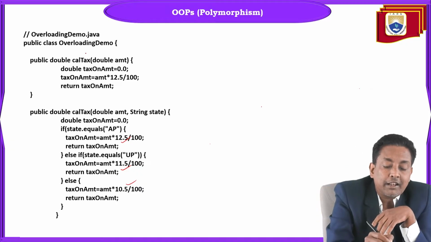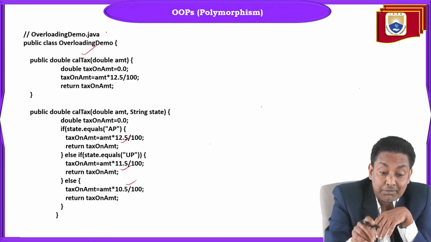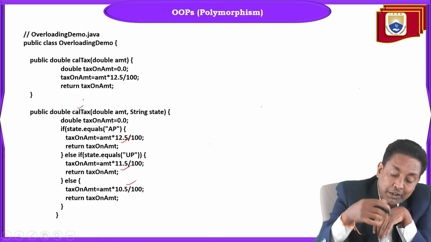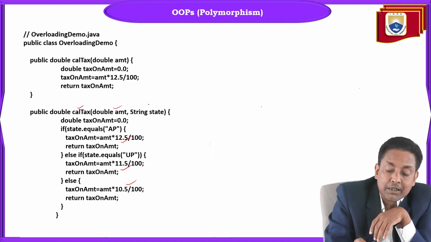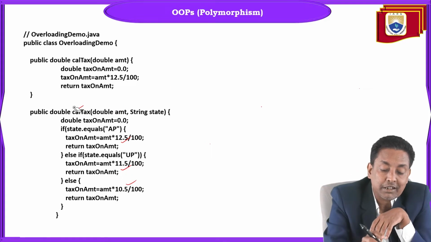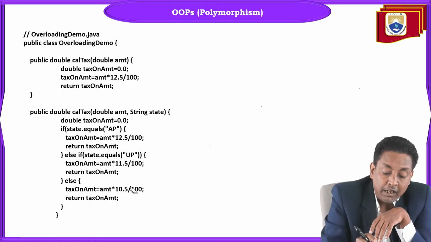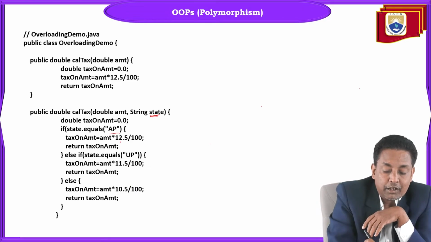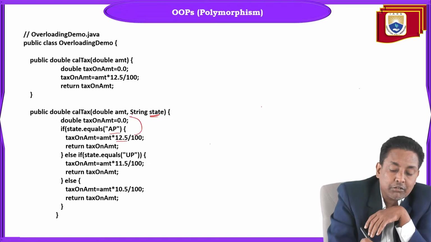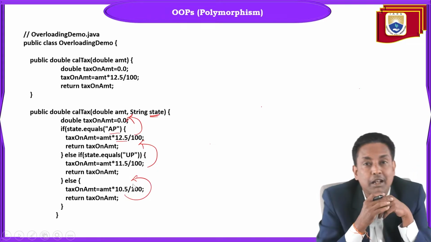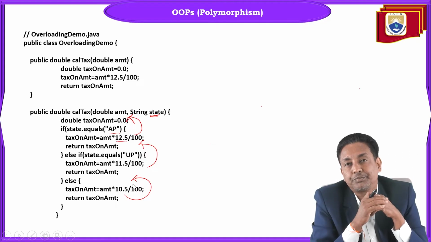So immediately, instead of modifying the existing calculate tax method, we'll write the calculate tax method one more time, with double amount as a parameter and String state as an additional parameter. In this method, based on the state, we check: if the state is AP, calculate 12.5% and return the tax to the client. If it is UP, 11.5%. If it is anything other than that, calculate and return 10.5% tax.